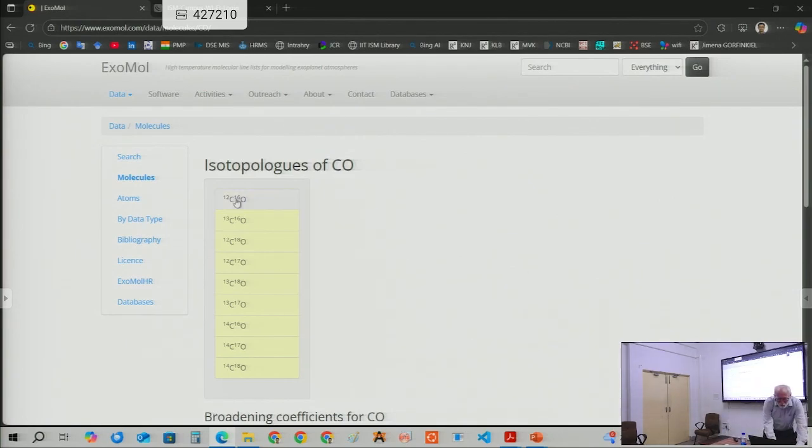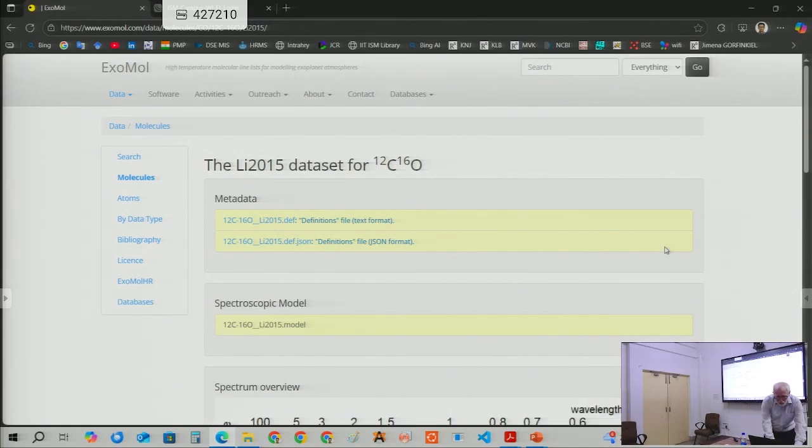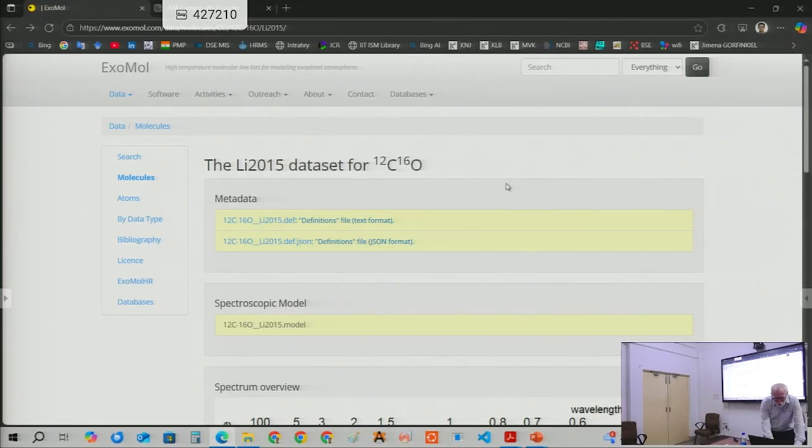But anyway, if you go to the main isotopologue page again, it's got several line lists there. We always have a recommended one, so there are three line lists here. We recommend Li2015, and we also have cross sections for it, and then we have photodissociation. Those are actually experimental. So we go to the recommended line list, and we have the JSON file, which will be presumably similarly gobbledygook, but it tells you this. It's very similar to CS, so it's not going to be wildly different.